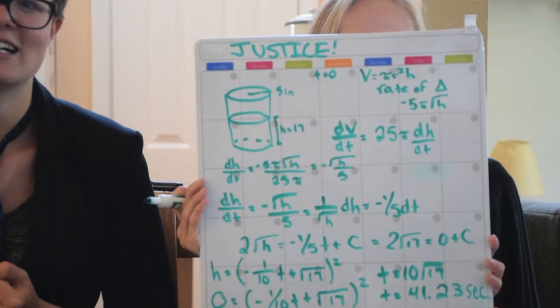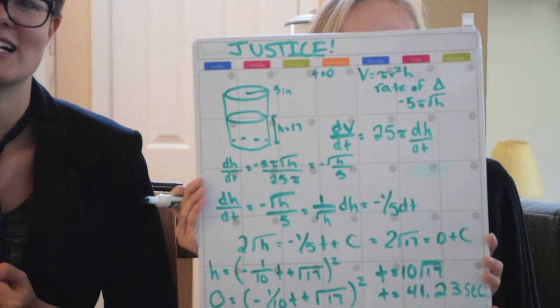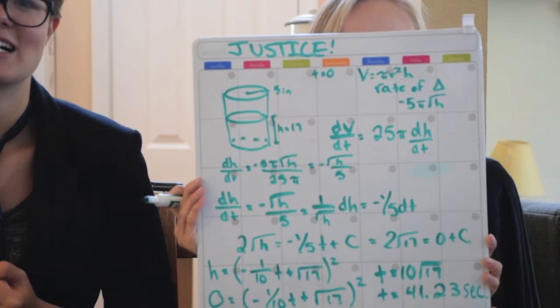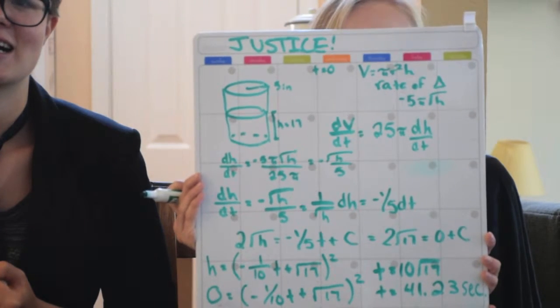We need to know when the coffee pot will be empty, so we substitute 0 for h and solve for t. Now we know that the coffee pot will be empty in 41.23 seconds.